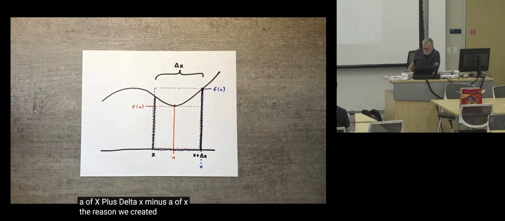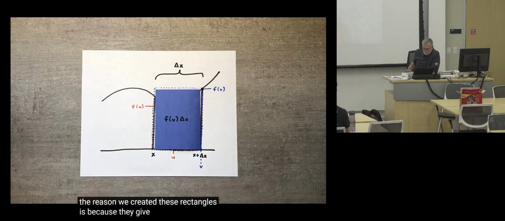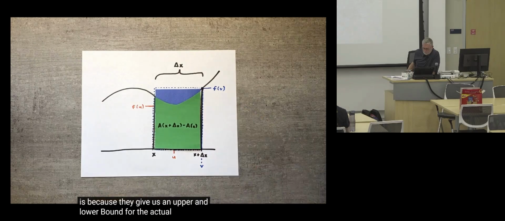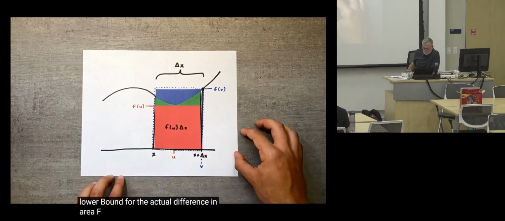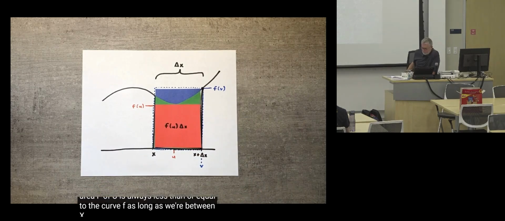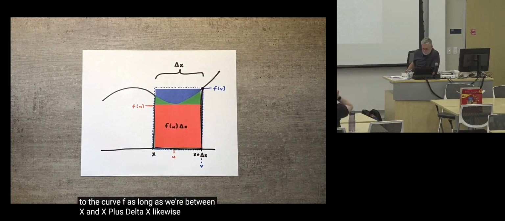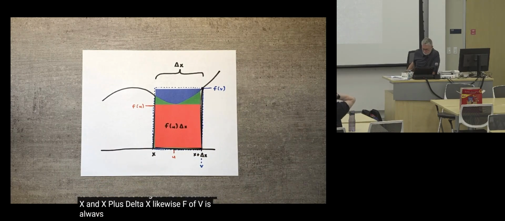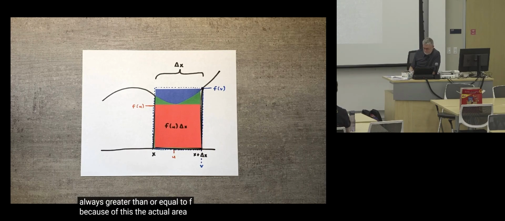The reason we created these rectangles is because they give us an upper and lower bound for the actual difference in area. F of u is always less than or equal to the curve f, as long as we're between x and x plus delta x. Likewise, f of v is always greater than or equal to f. Because of this, the actual area underneath f between x and x plus delta x has to be between the areas of these 2 rectangles, due to the comparison property of integrals.